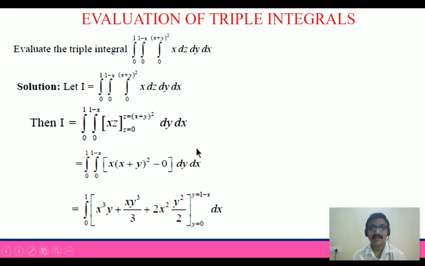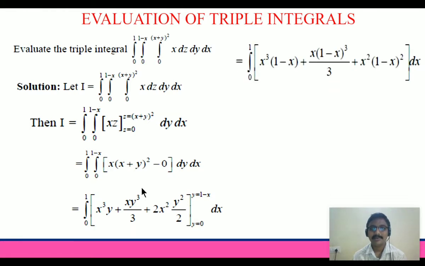Now while integrating with respect to y, we have to keep x as constant. Simplifying, so we will get that clearly the triple integration now becomes single integration. Now applying integration with respect to x, substituting upper limit and then lower limit. Before that, simplifying the single integration. So clearly simplification becomes like this.